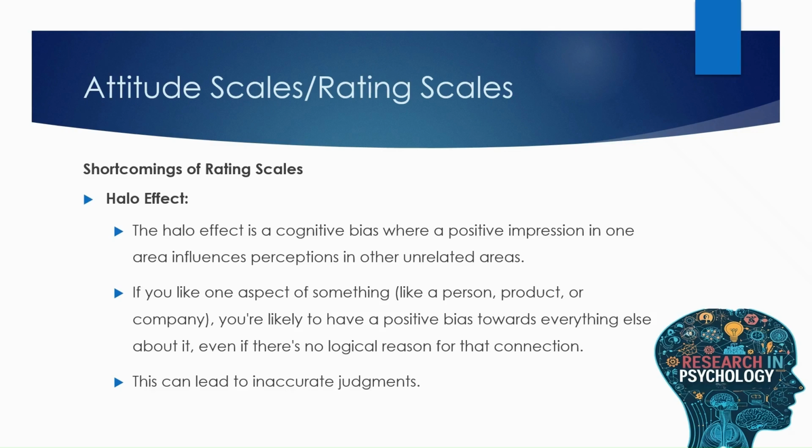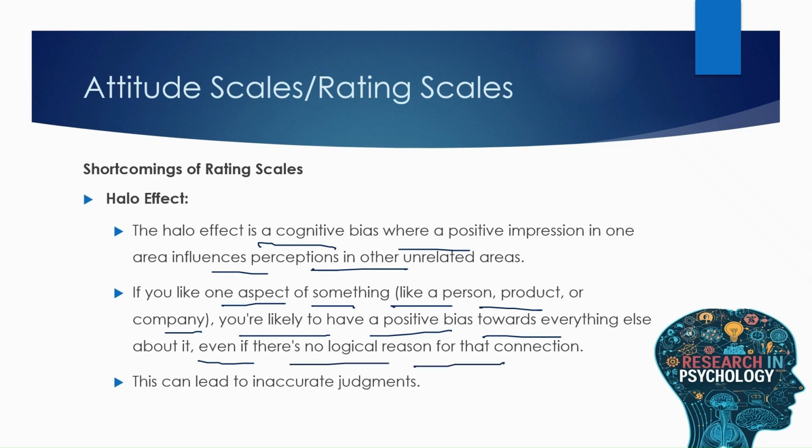Let's look at the shortcomings of the rating scale, or the disadvantages of using a rating scale. The first one is called halo effect. The halo effect is a cognitive bias where a positive impression in one area influences the perceptions in another unrelated area. This means if you like one aspect of something, like a person, a product or company, you are more likely to have a positive bias towards everything else about it, even if there is no logical reason for that connection. So this can lead to inaccurate judgment.